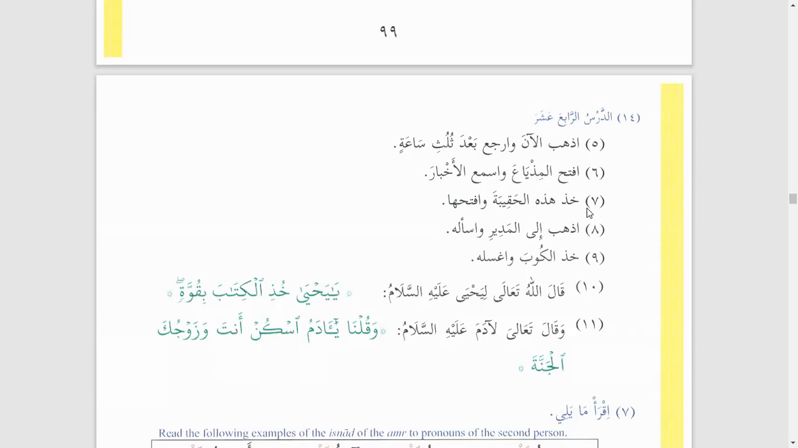Okay, number 7. خذ هذه الحقيبة وافتحها. Take this bag and open it. Excellent. خذ هذه الحقيبة وافتحها. And open it. Okay.